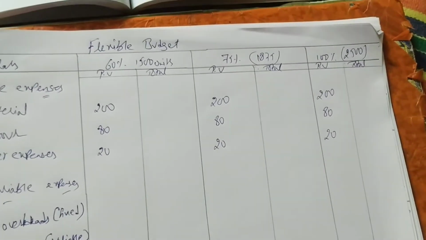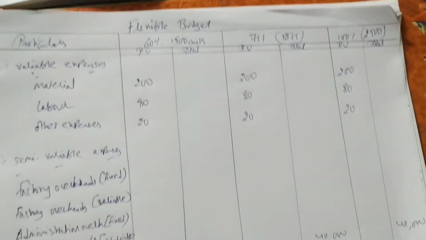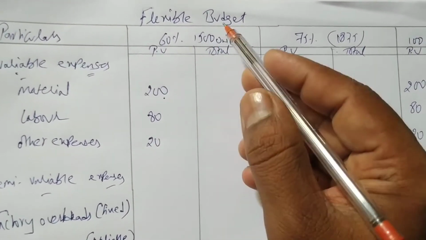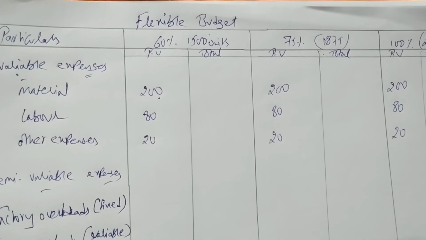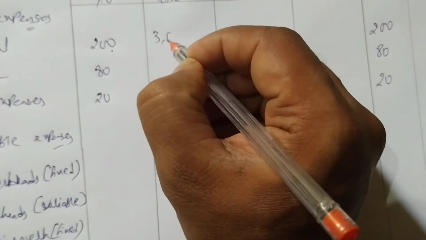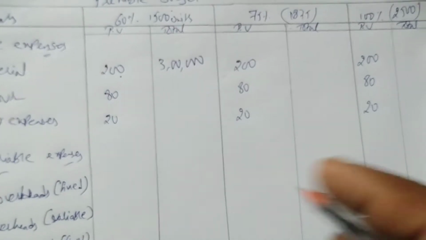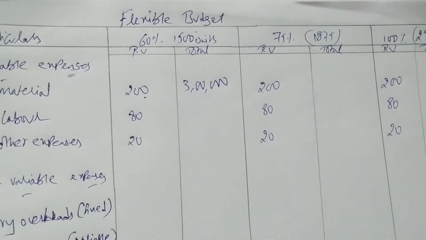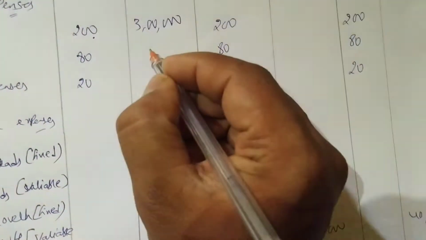Okay, easy. So let us first find out the material cost. 200 into 1500 we have to do. You get 3 lakhs. Again, labor is 80 into 1500, we get 90,000.